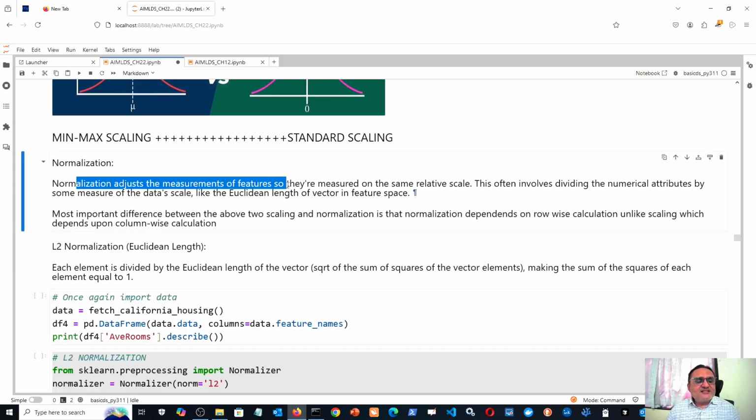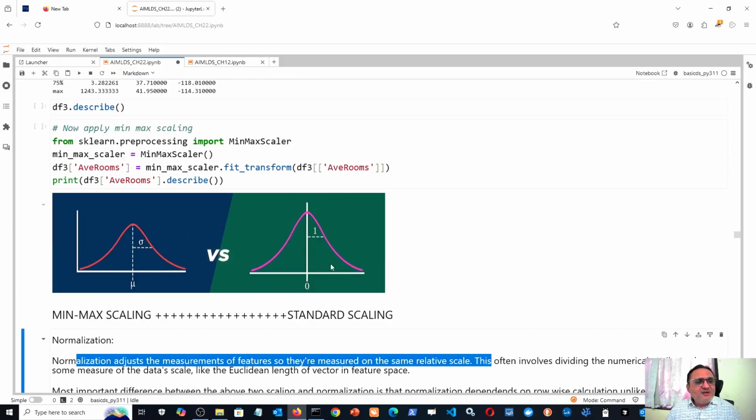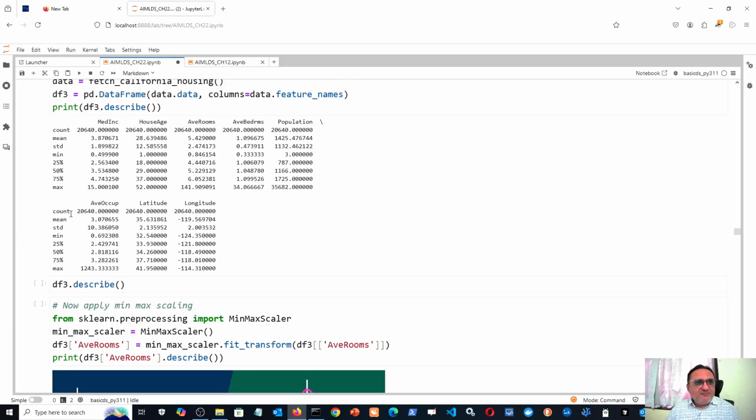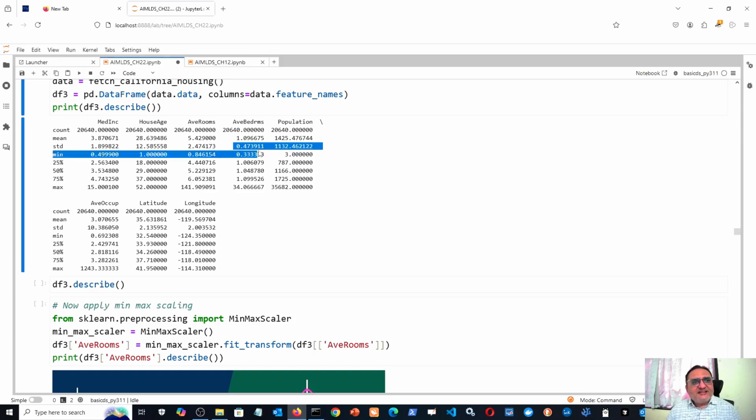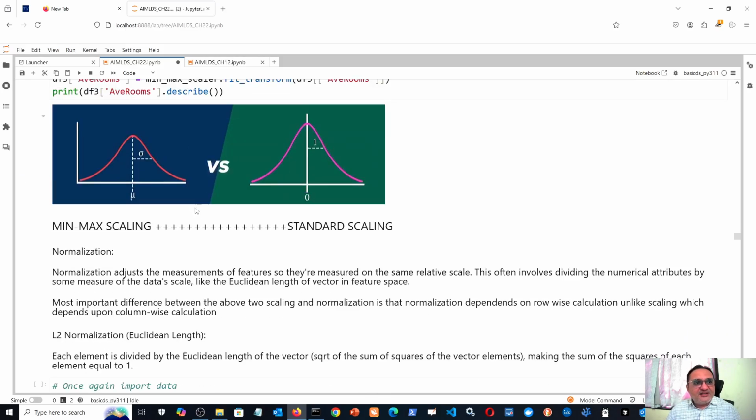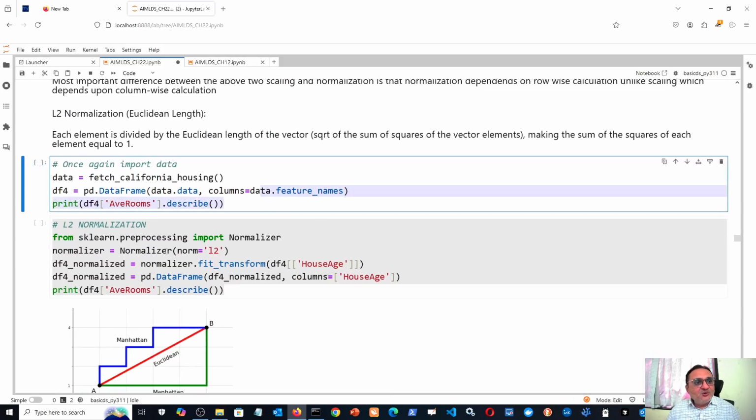That normalization adjusts the measurement of features so that they are measured on the same relative scale. So it looks like in min-max scaling and standard scaling also we were doing the same thing, right? This had minimum value 0.49 and maximum value 15. This has minimum value 12 and maximum 52, so more or less the same. This had 2.4 and this had 141, more or less the same. The bedroom is also the same. But this population, its minimum value is 3 and the maximum value is 35682. That means various columns or features are not on the same scale, and therefore after normalization you can get all of them on the same scale.